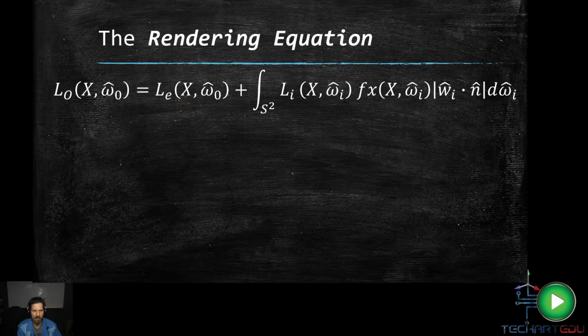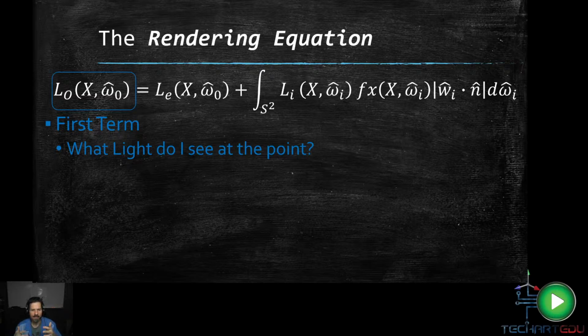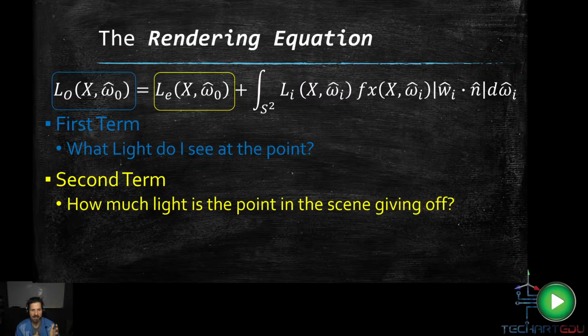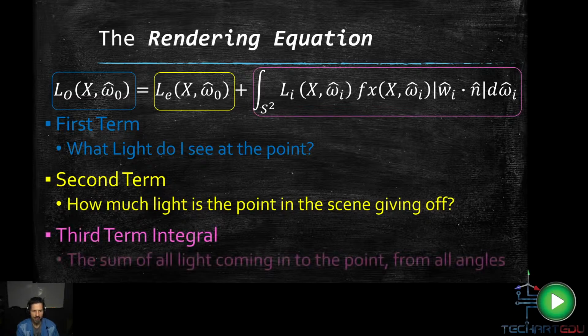Okay, let's take a look at it a little bit more simply. The first term is what kind of light do I see at the point X? How much light do I actually see? And it's the combination of the amount of light given off by point X and the amount of light that is reflected from point X. And so the second term is how much light does the point give off? Now the third term is this big old integral. And this is the sum of all the light coming into that point from all angles. In other words, this is all light that is reflected off of that point.